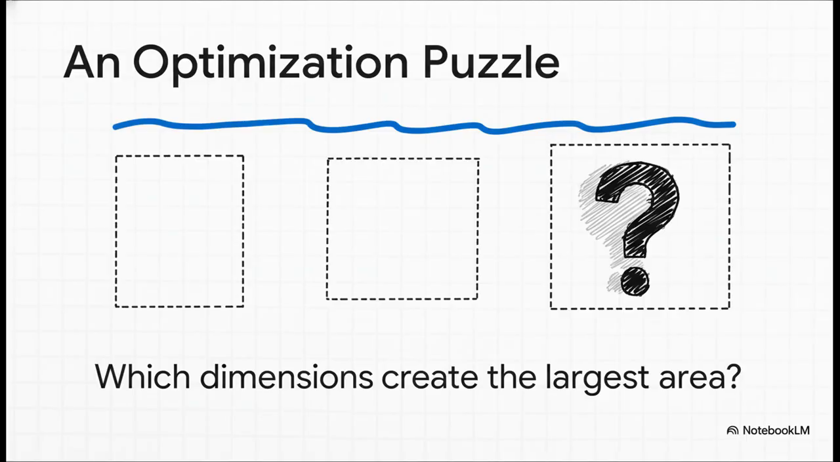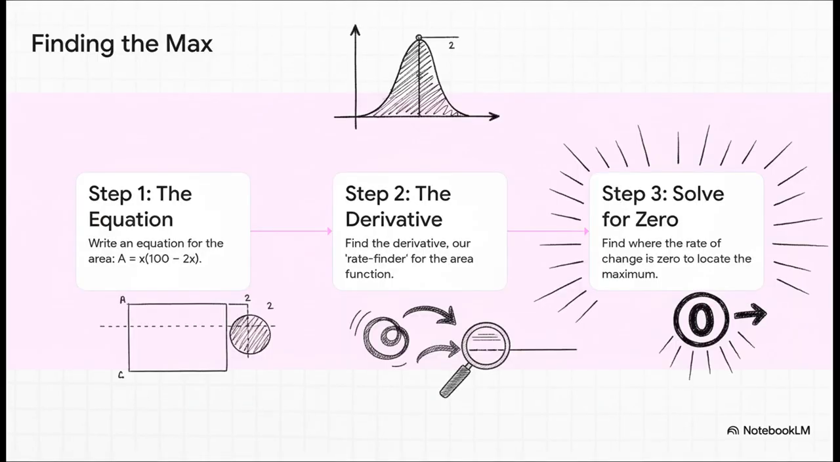A farmer wants to build the biggest possible pen for their animals, but they only have a set amount of fencing. I mean, they could make a really long, skinny pen or a short, wide one. There are so many options. How do they find the one perfect shape that gives them the most area? Okay, here's the key insight, the aha moment. Imagine testing out all the different shapes. As you get closer and closer to the perfect one, the area gets bigger. But once you pass it, the area starts to shrink again.